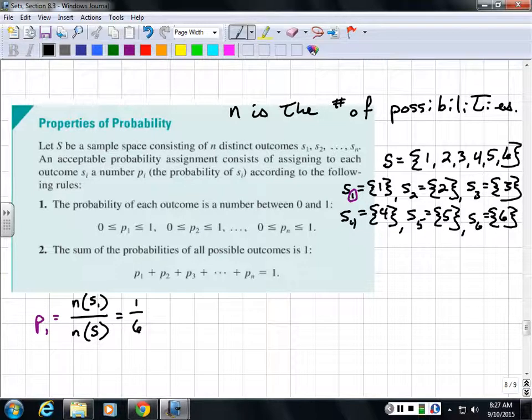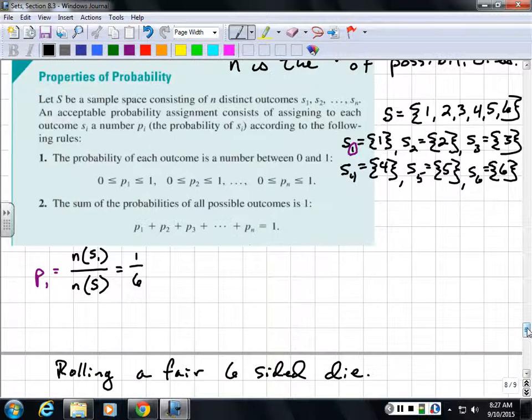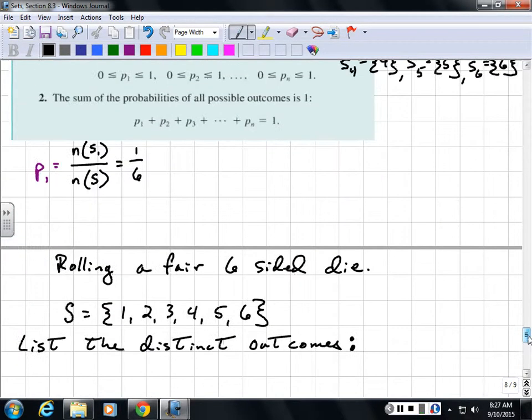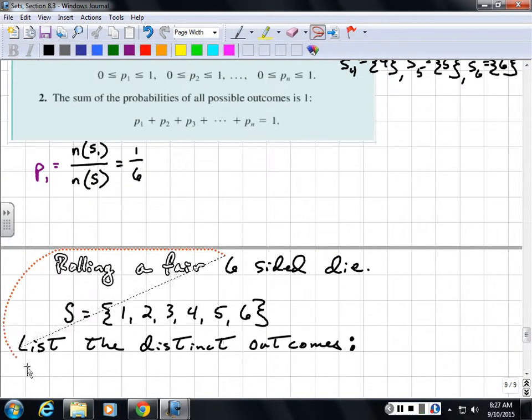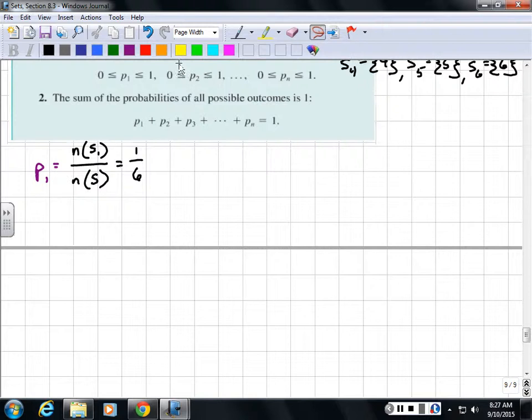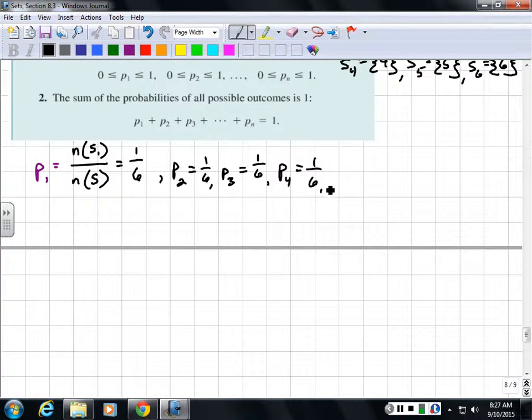And I'm going to have that for each one of my subspaces, which means that I can go ahead, let's get rid of this, I can go ahead and list them all. P sub 2 will be equal to 1 over 6. P sub 3 will be 1 over 6. P sub 4 will be 1 over 6. P sub 5 will be 1 over 6. And P sub 6 will be equal to 1 over 6.